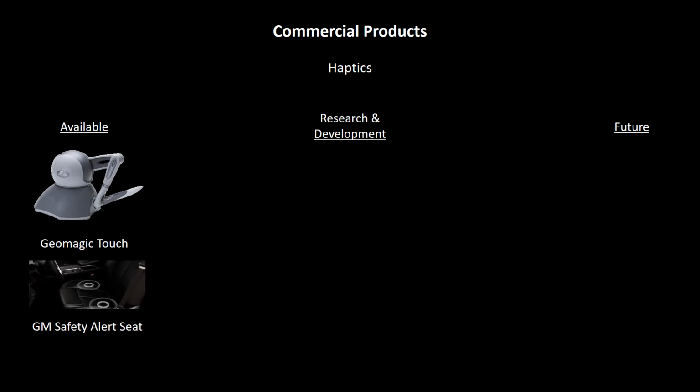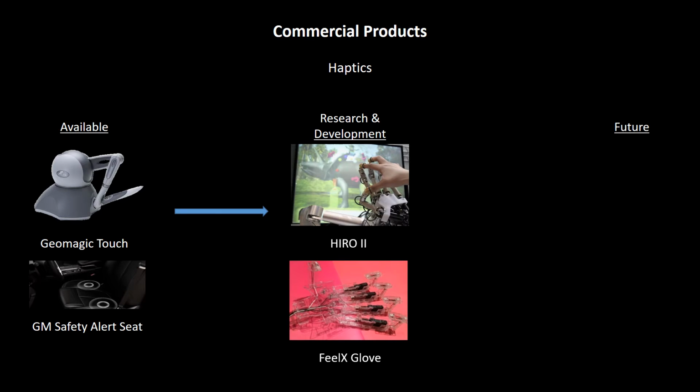There are products that also provide haptic augmented reality. Today, the Geomagic Touch allows real feedback in digital 3D modeling, and GM has introduced lane alerts that produce vibration in the driver's seat. Researchers are studying glove and mounted components that allow for a more complete interactive experience. And in the future, we may wear a second skin that uses vibrations to mimic interaction with real objects and allows us to manipulate virtual ones.